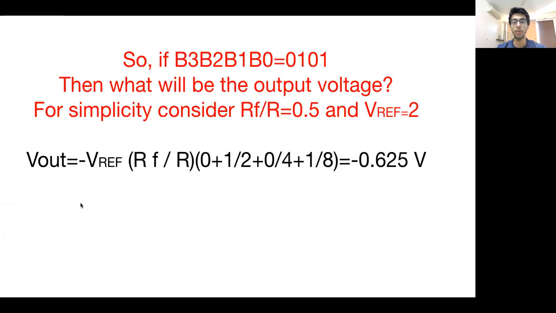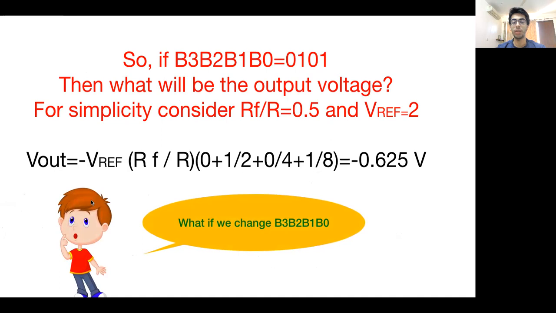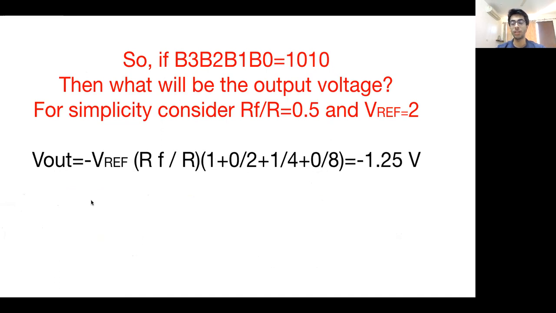If we have got B3, B2, B1, B0 as 0, 1, 0, 1, which is basically 5 in our decimal system, and for simplicity, if we consider RF by R as 0.5 and VREF as 2, then we'll get Vout on substitution as minus 0.625. Now, if we change B3, B2, B1, B0 to 1010, now this is 10. So we should expect double the voltage. And indeed, if we substitute, we will see that we are getting 1 plus 0 by 2 plus 1 by 4 plus 0 by 8. So that is minus 1.25. In the previous case, we got minus 0.625. So upon doubling the binary input, the analog output is also doubling, and effectively we are able to convert the binary into decimal.